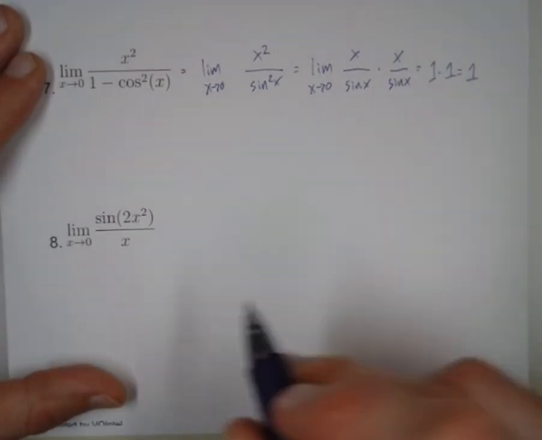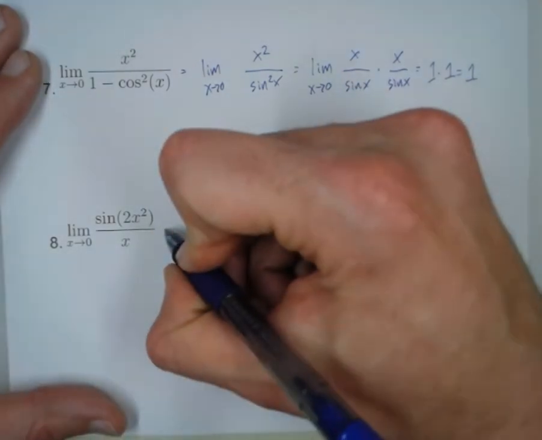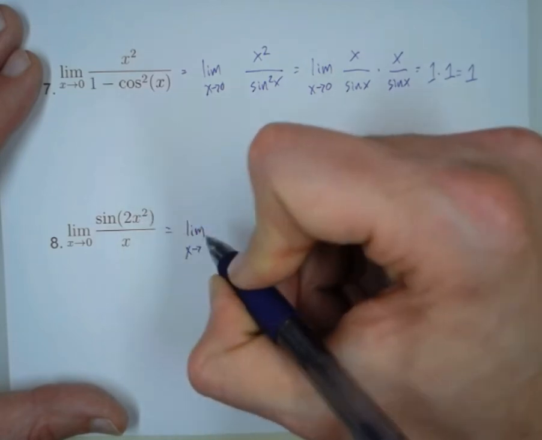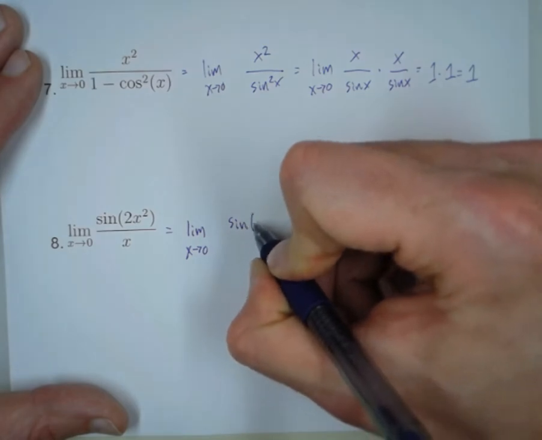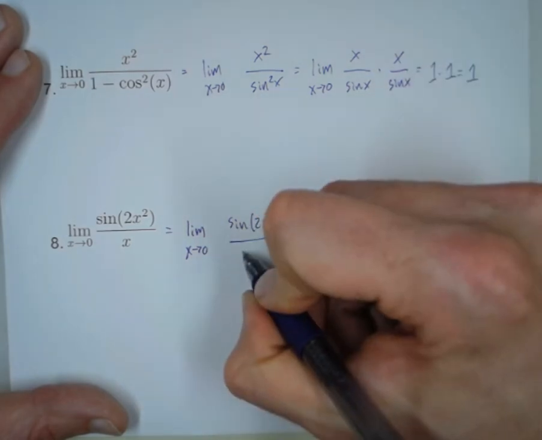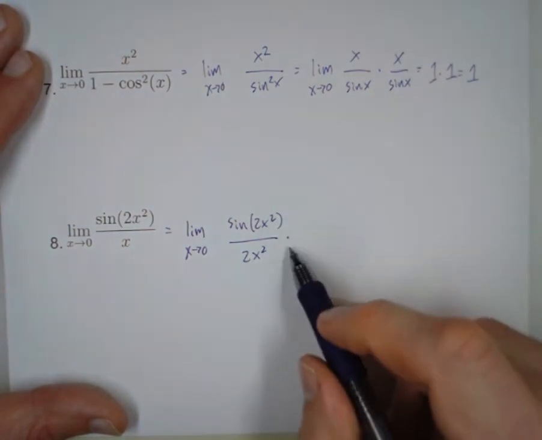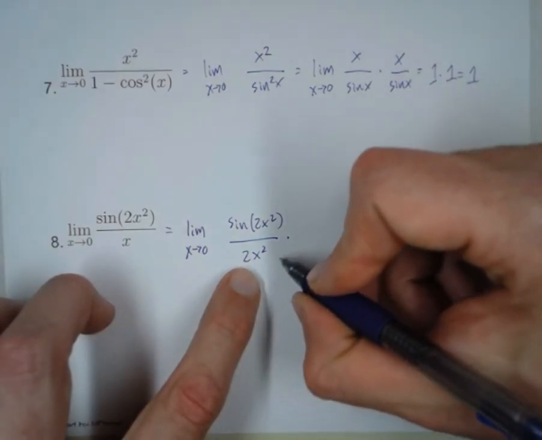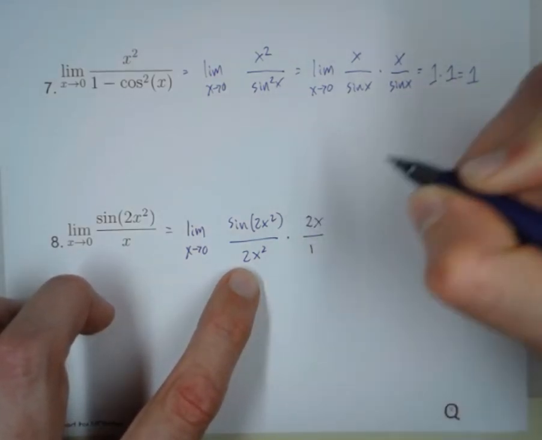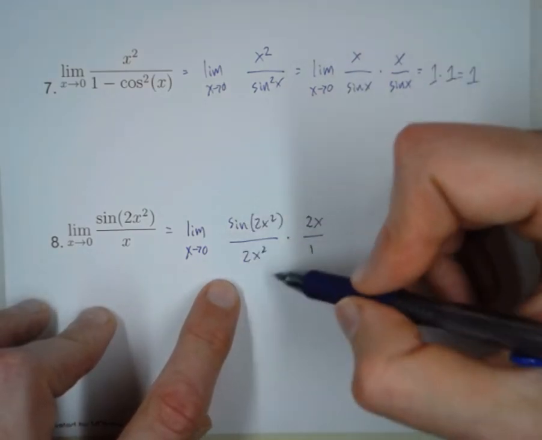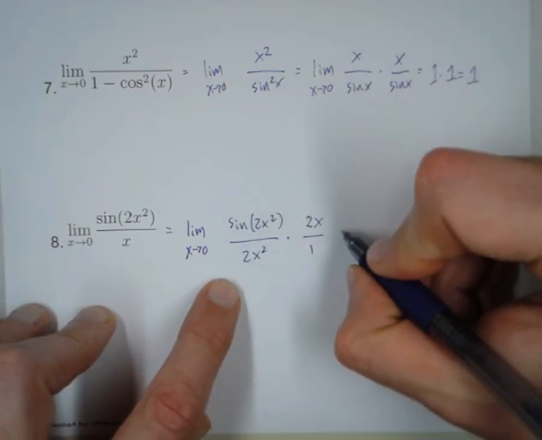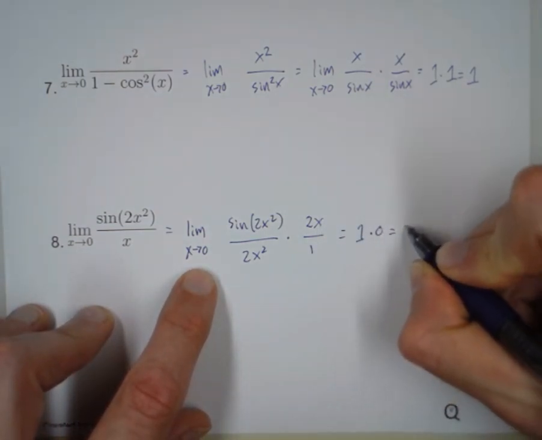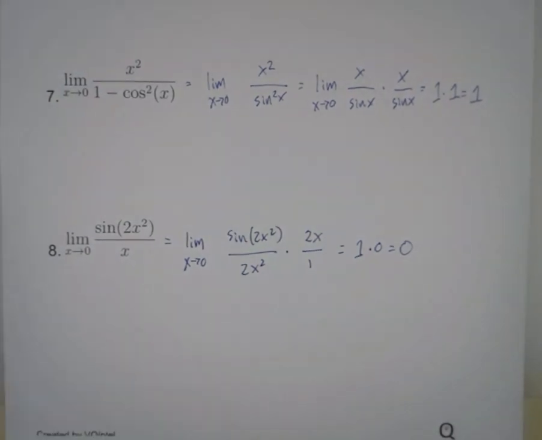And the last one, number 8. Here we have sine of 2x squared over x. Now what we want is we want to have this match that. So we want to have sine of 2x squared all over 2x squared. Well, what did we have to do to get that? We had to multiply by an extra 2x on the bottom. So to balance it out, I'm going to multiply by 2x on the top. And so this limit equals 1. But when I plug in 0 here, that limit equals 0. So we get that limit overall equal to 0.